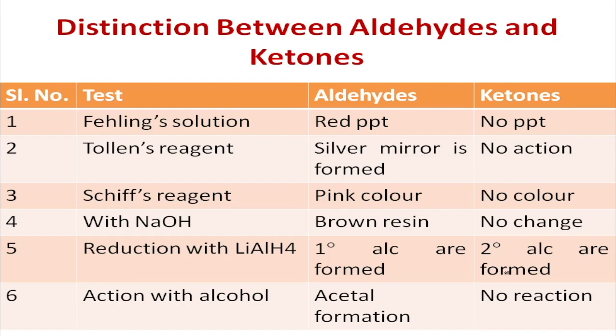So number 6, action with alcohol. Aldehyde with alcohol in reaction forms acetal, ketone forms ketal. So this reaction can differentiate aldehyde and ketone.